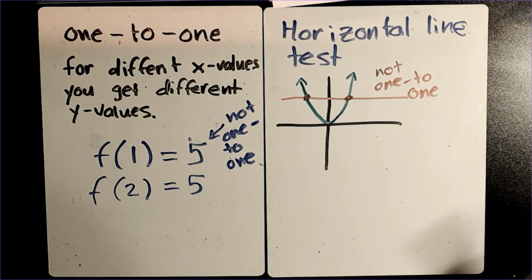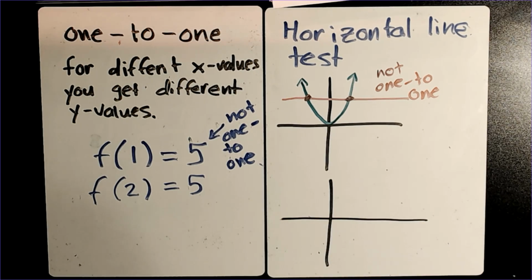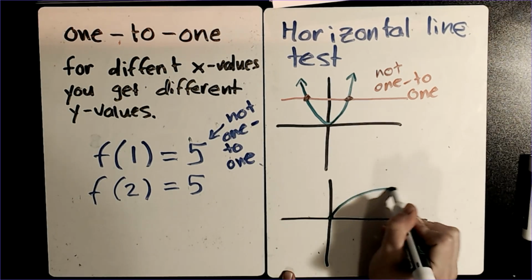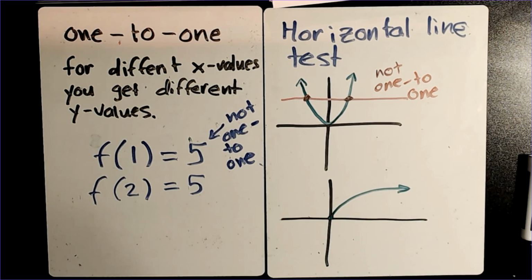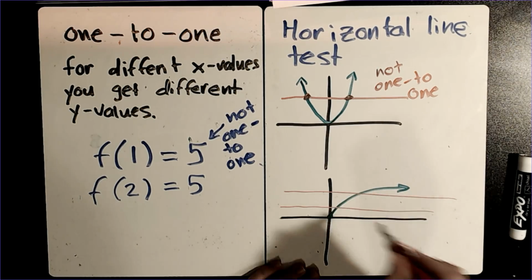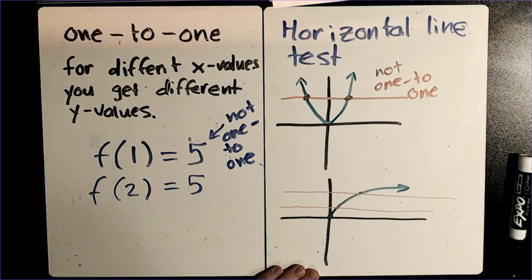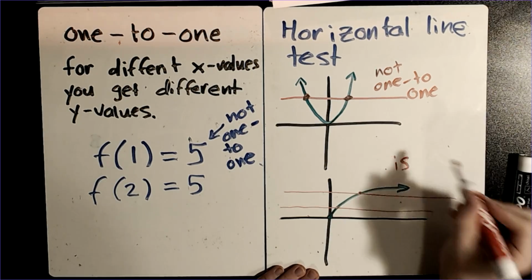Let's look at another example real fast with a graph. Maybe like a square root. That looks something like that. Okay. Is this a one-to-one function? Yeah. As you draw in horizontal lines here, it's only ever touching once. And so this is one-to-one.